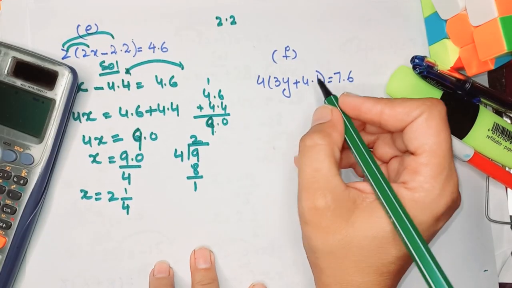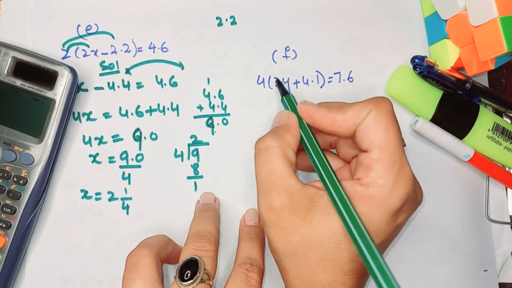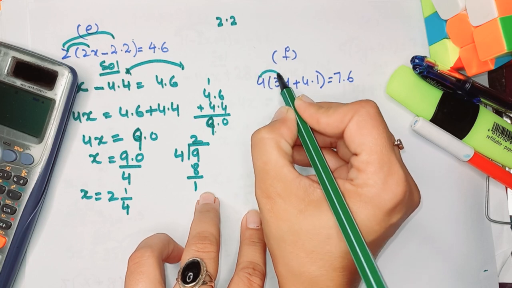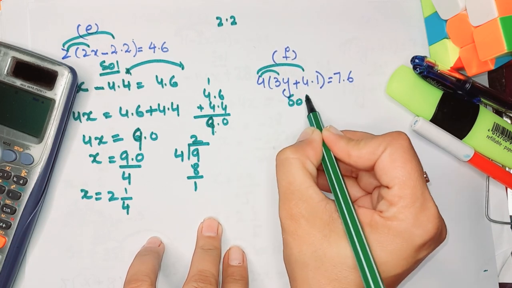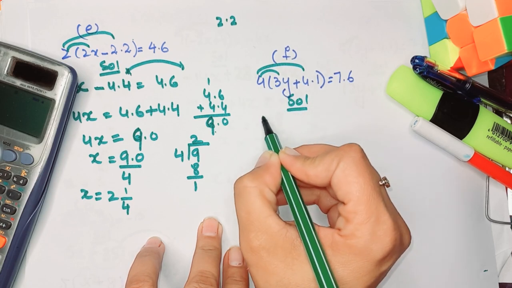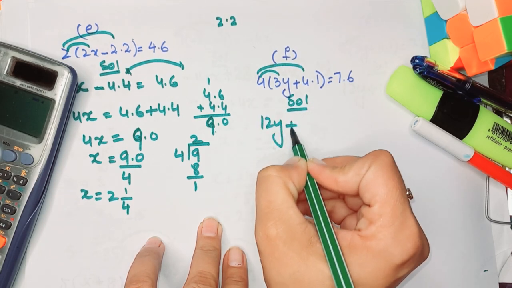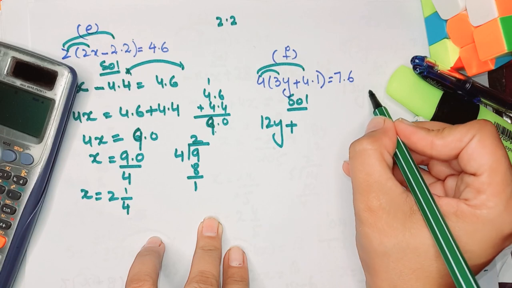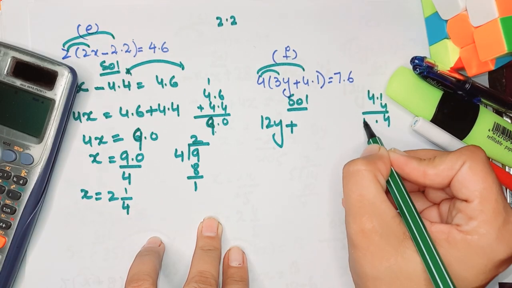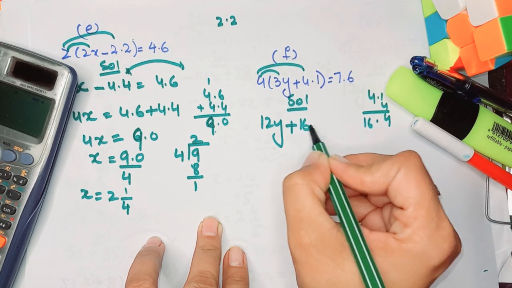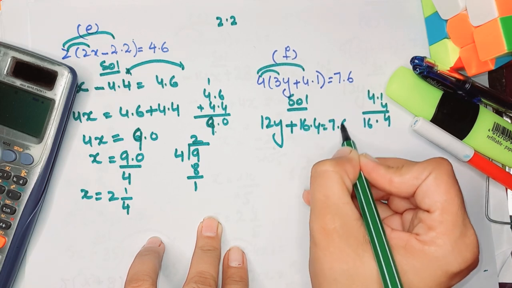In F part, first we have to expand the bracket. So, let's expand the bracket. 4, 4 times 1 is 4, and 4 times 4 is 16. 16.4 equal to 7.6.